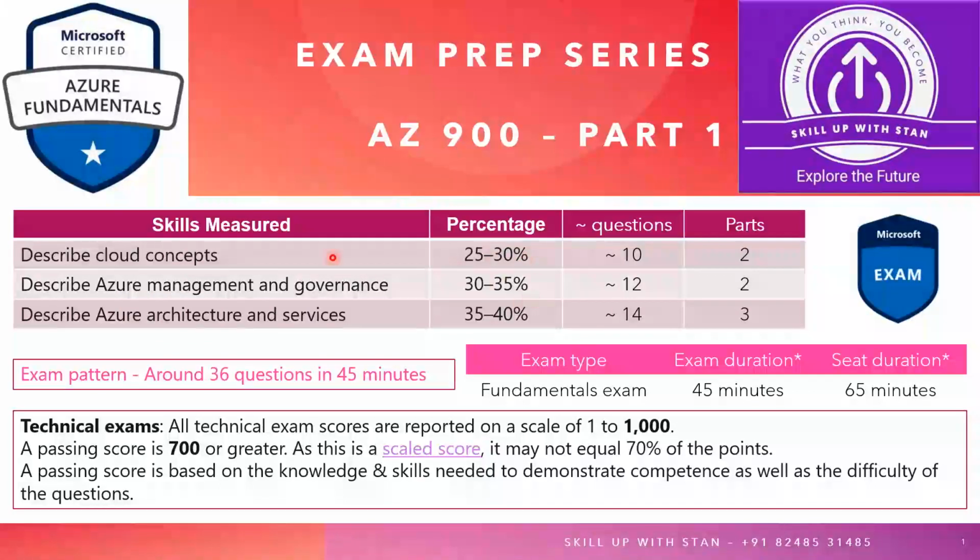If you look at the percentage of each of these skills, around 25 to 30% of the questions will be coming from cloud concept, 30 to 35% from management and governance, 35 to 40% from architecture and services.